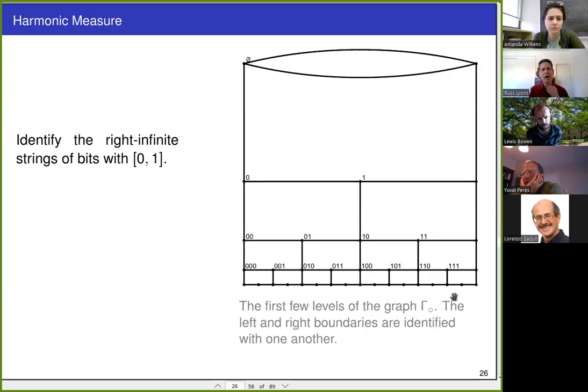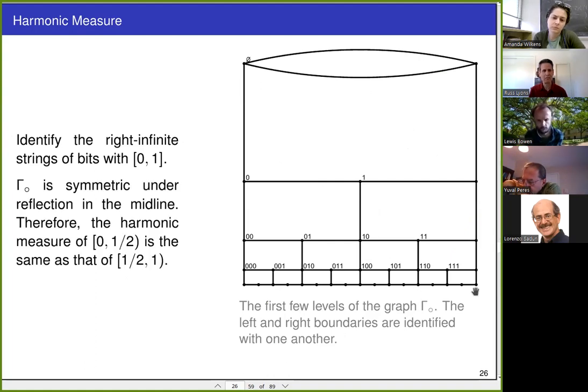Okay. It's going to be useful to identify the right infinite strings of bits with the unit interval in the obvious way, base 2. Now this graph, gamma circ, is symmetric under reflection in the midline, right here, okay? So if I talk about the harmonic measure, the probability that you end up in this half is the same as the probability that you end in this half. Remember, this vertex and this vertex are the same, okay?